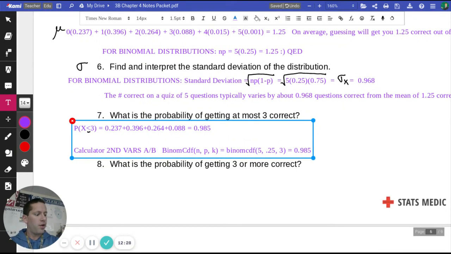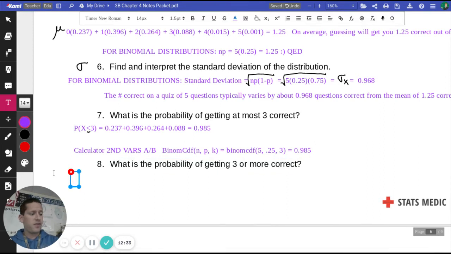What's the probability of getting 3 or more correct? So this is kind of the opposite there. And I'm showing you this because it's a little different in the calculator.